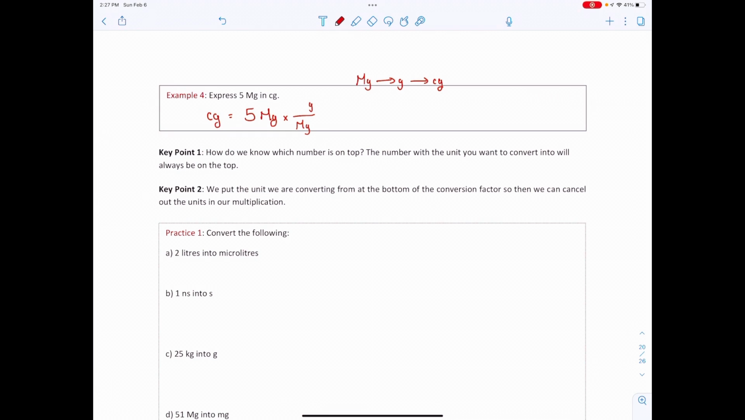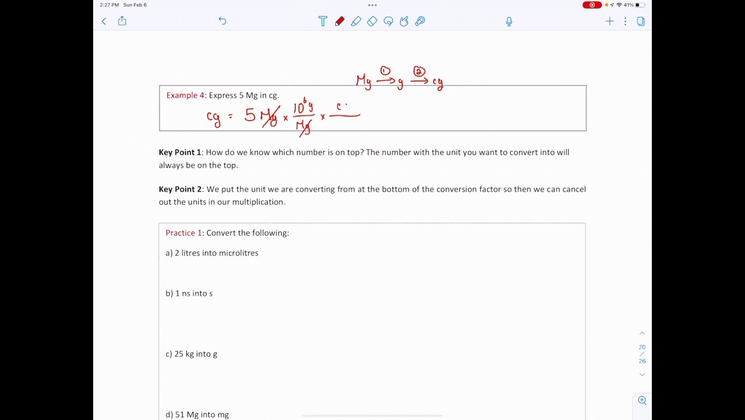Make sure that we have the top and bottom balanced out in its value. I have an M for mega at the bottom, so I'm going to put the equivalent value of 10 to the power 6 on the top. Okay, megas cancel out. Next conversion statement is to go from grams to centigrams.